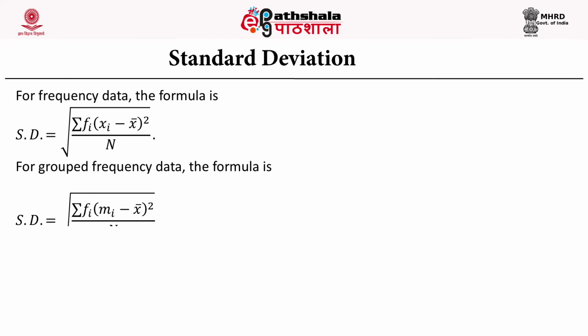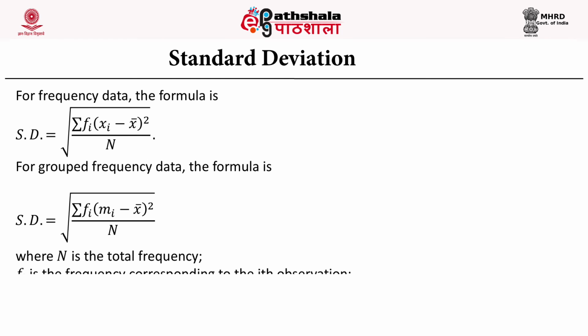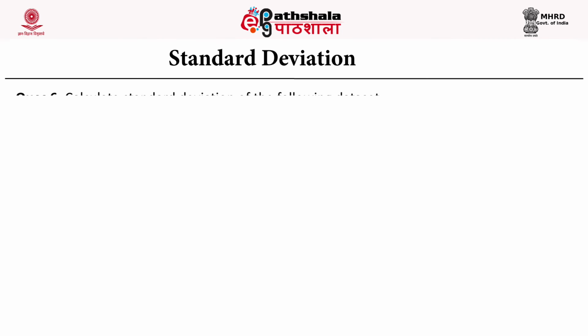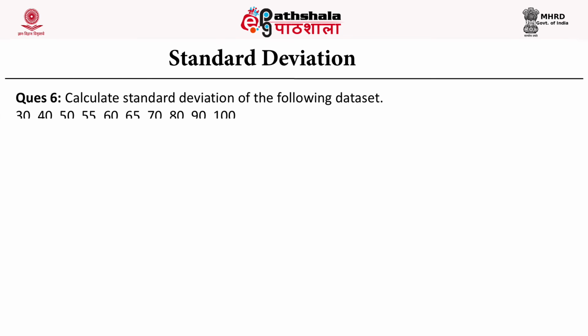For grouped frequency data, the formula is the square root of the summation of fi times (mi minus x bar) whole squared, divided by capital N, where N is the total frequency, fi is the frequency corresponding to the ith observation, and mi is the midpoint of the ith class interval. Now in this data set we are trying to find the value of the standard deviation.